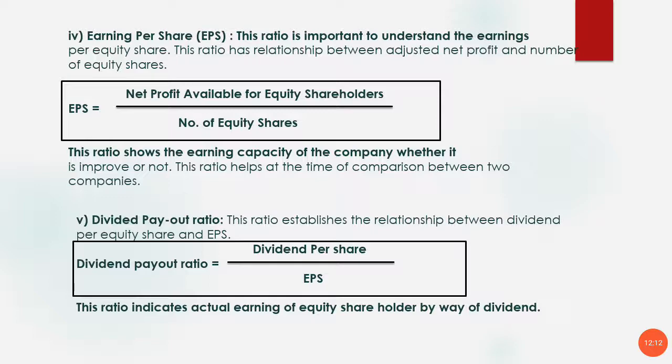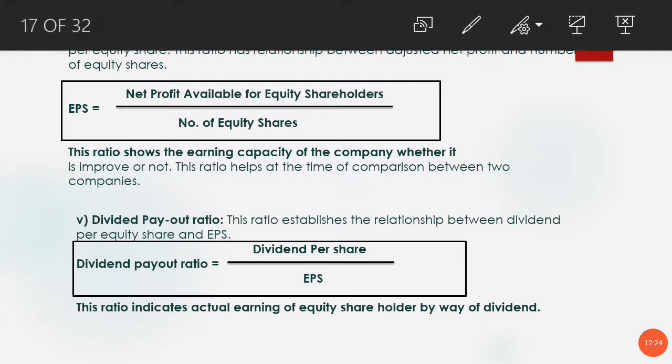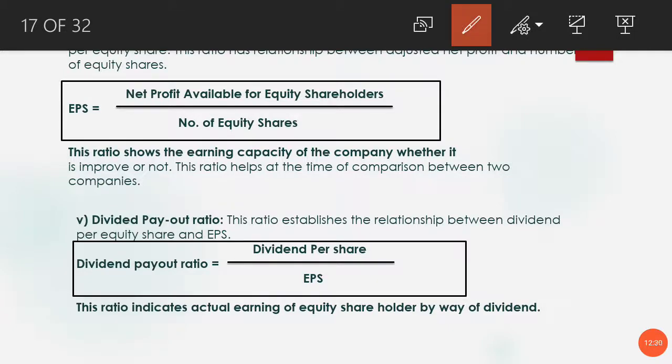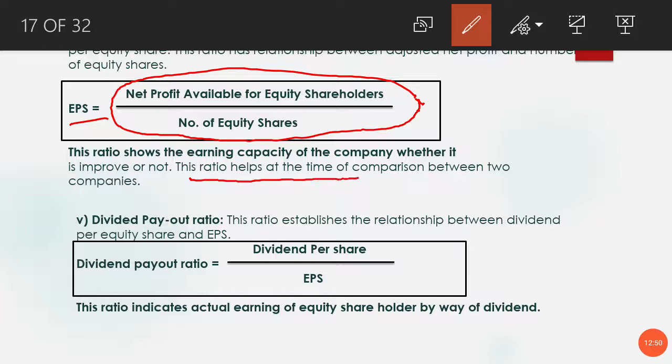4. Earning per share. This ratio is important to understand the earnings per equity share. This ratio shows the relationship between adjusted net profit and number of equity shares. Earning per share is equal to net profit available for equity shareholders divided by number of equity shares. This ratio shows the earning capacity of the company, whether it is improved or not. This ratio helps at the time of comparison between two companies.